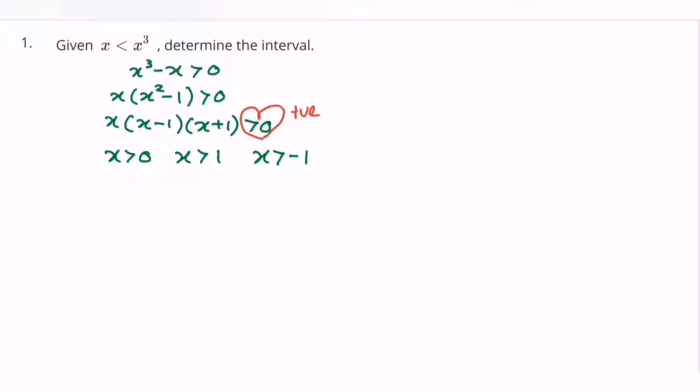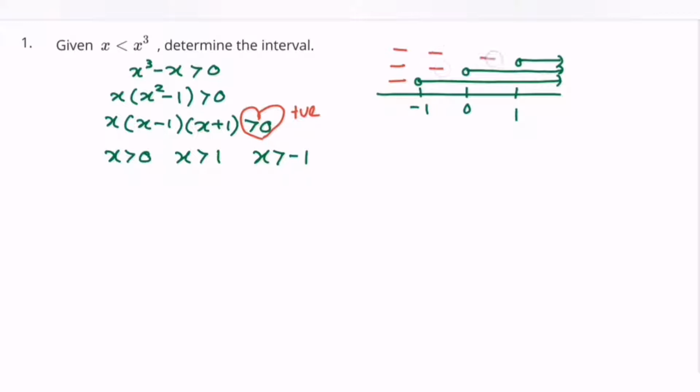Illustrate the situation on a real number line. So we have negative 1, 0, and 1. Empty circles, towards the right for each. Then fill up the empty space with the negative sign, because we assume it is positive for the number line. So here we have negative, positive, negative, and positive.